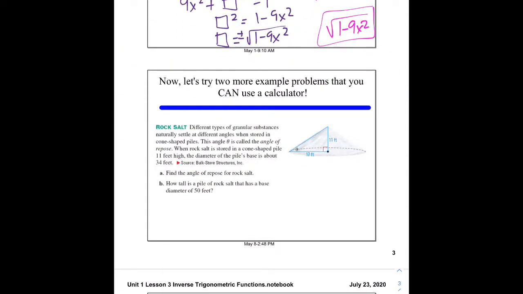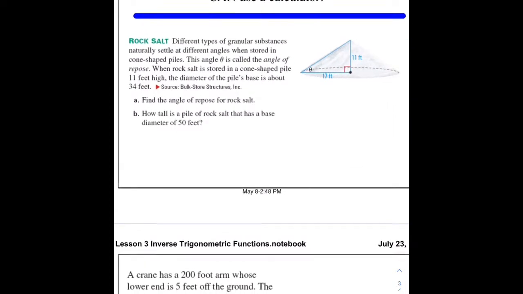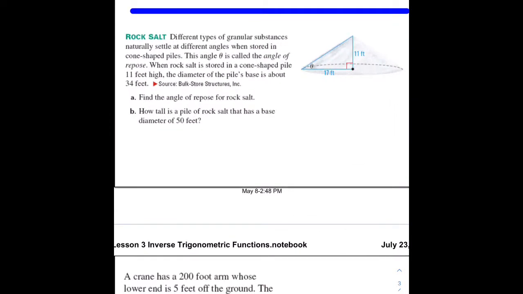Okay, now we have a couple of word problems. Different types of granular substances naturally settle at different angles when stored in a cone-shaped pile. This angle theta is called an angle of repose. So ultimately here what happens is, this is really a right triangle trig problem. It's put in the inverse. You'll see why, because we're going to have to use the inverse function part of this.